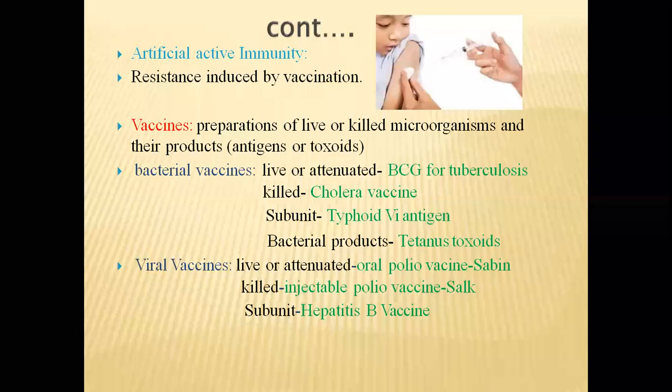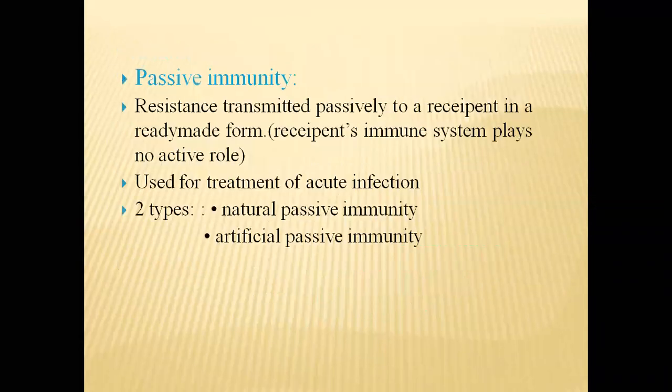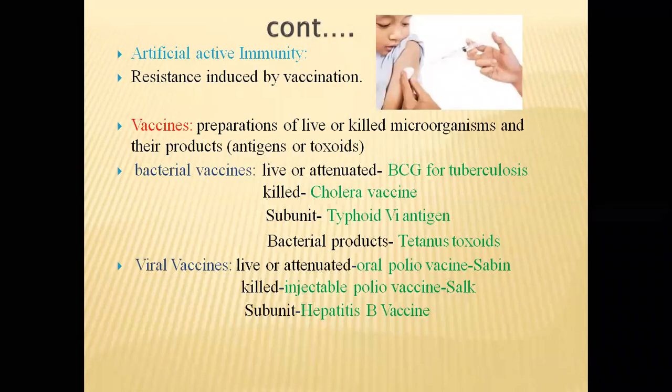Okay, so that is called your artificial active immunity. Then, if you come to passive, just like plasma donation, the coronavirus recovered patient who donates plasma, yes, that is also one example.